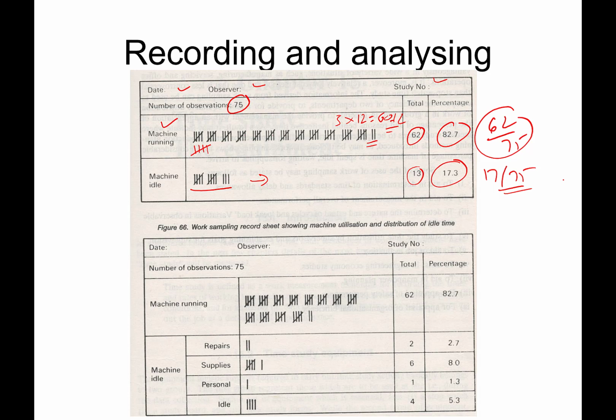If you need more details, if the machine is idle for say 13 times, it is observed that the machine is not working, then what are the reasons behind why the machine is not working. That also can be noted down: due to repair it is idle, due to lack of supply it is idle for 6 times, due to personal needs, or due to the worker it is idle for once, and it is idle without any reason for 4 times. So the idleness being contributed by the different factors can vary significantly, and that is what can be determined from here.